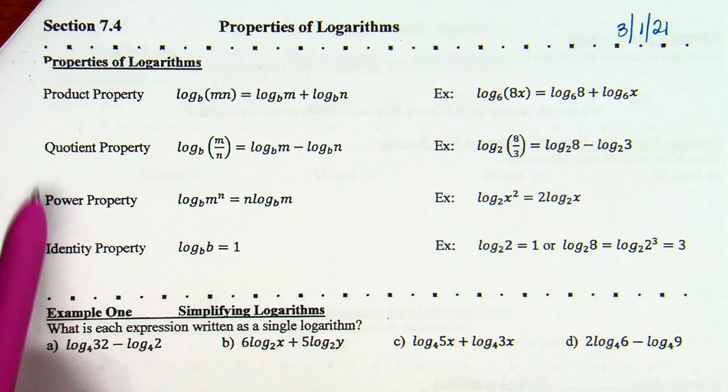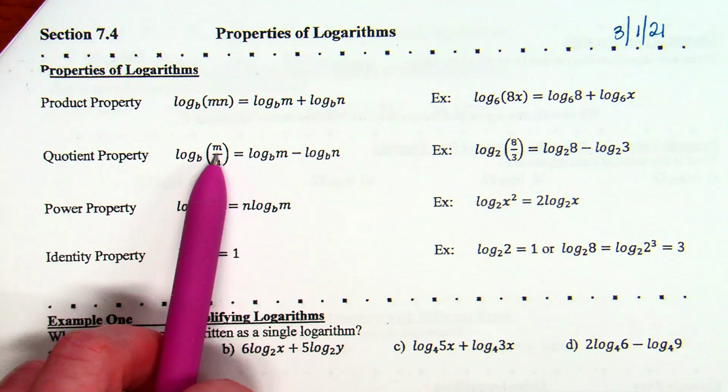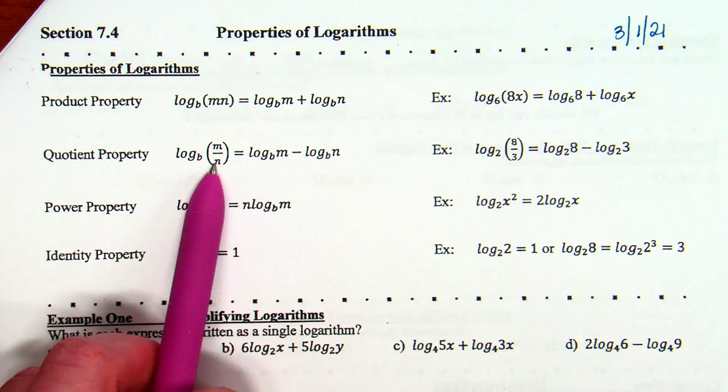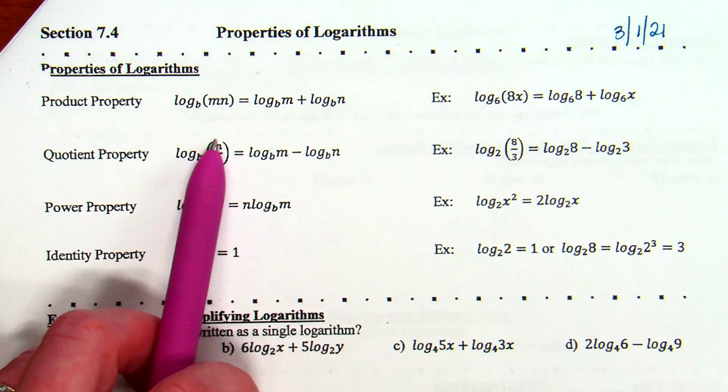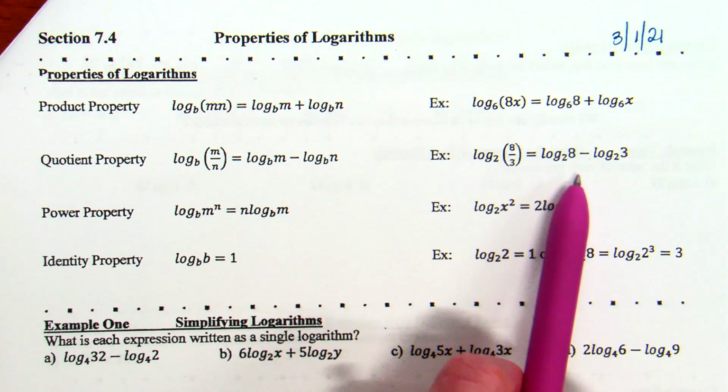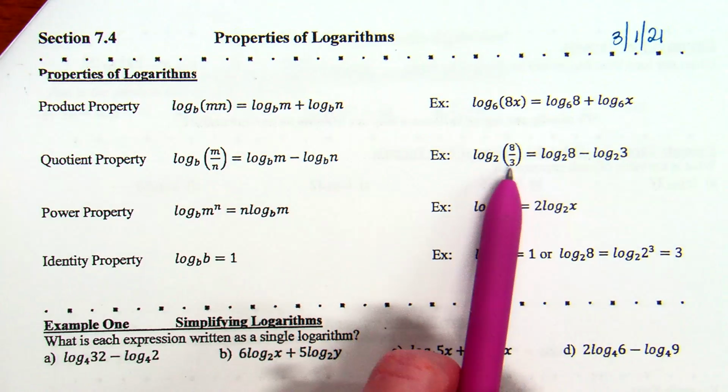Same thing except with division and subtraction. 2 logs being subtracted can be rewritten as 1 log where the insides are divided. Log base b of m divided by n equals log base b of m minus log base b of n. So the example over here, log base 2 of 8 minus log base 2 of 3, 2 logs being subtracted, can be rewritten as log base 2 of 8 divided by 3.